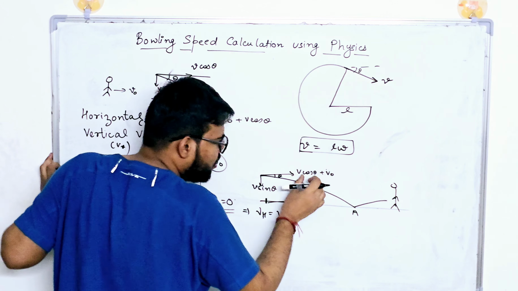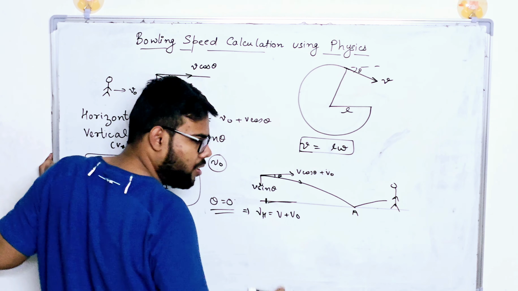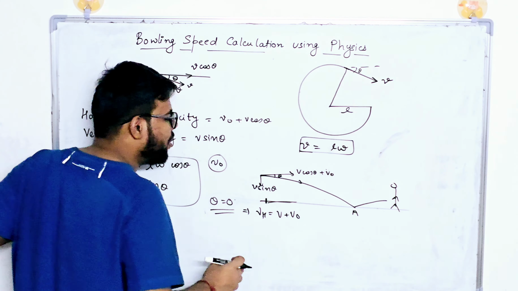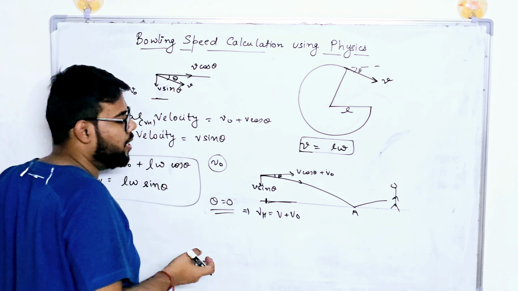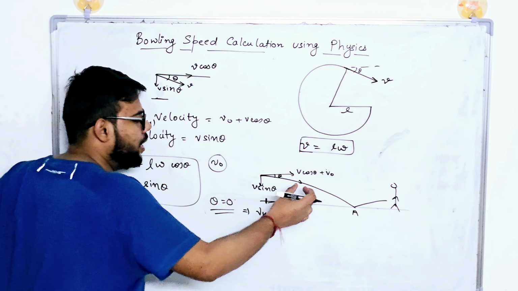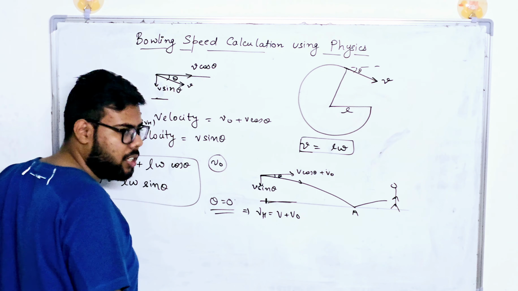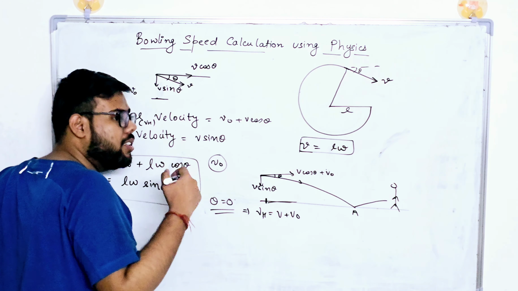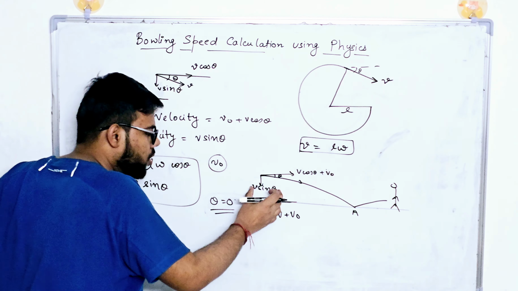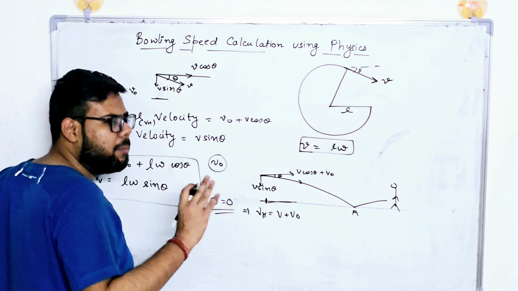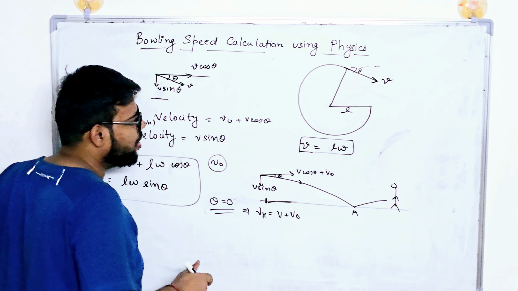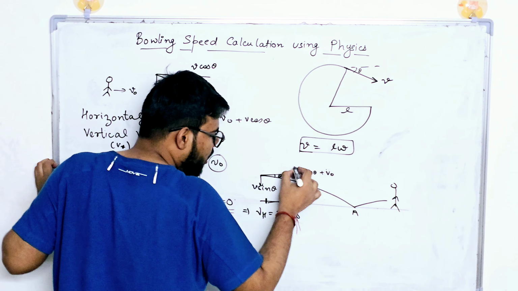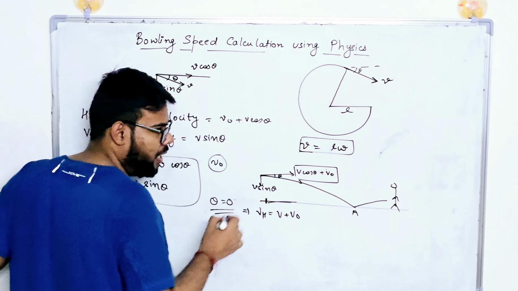Now notice that this v cos theta plus v naught, that is the horizontal component of the velocity, will remain constant. Why? Because there is no resistive force or supportive force acting on this component of velocity, since we neglected air resistance and friction. But since the gravitational force is there, this vertical velocity will keep on varying, right? Okay. So the batsman will see that the ball is coming with this velocity, right?